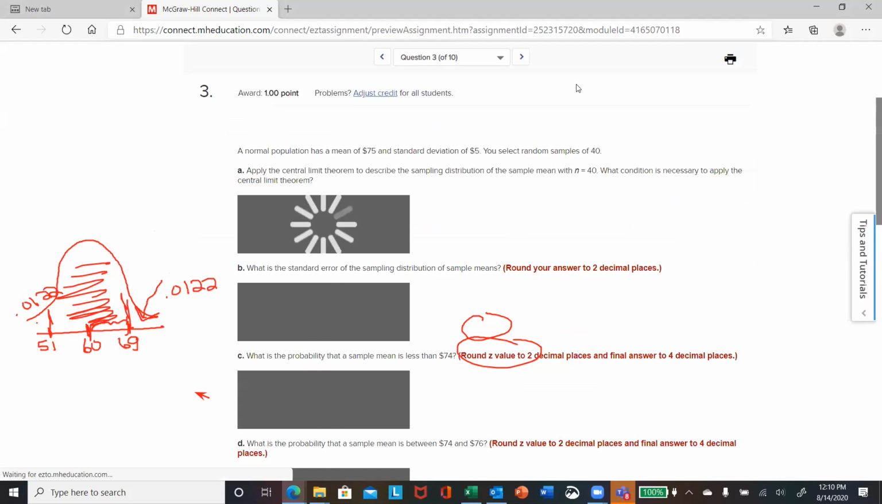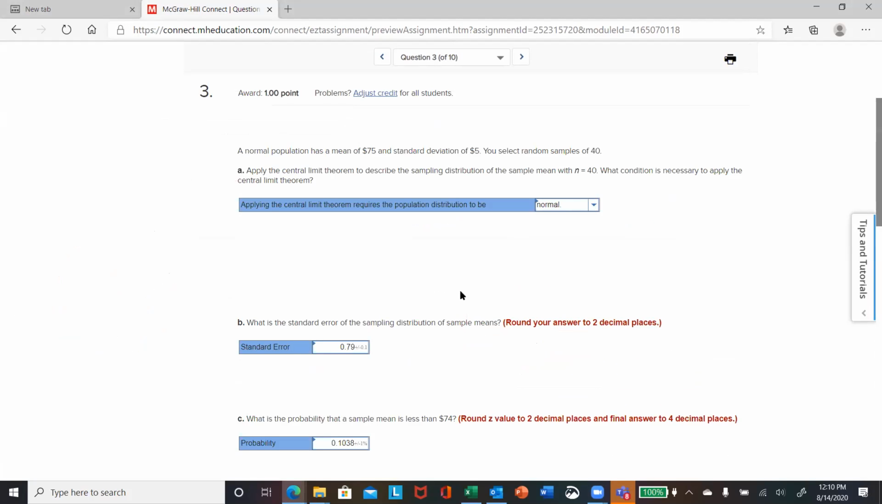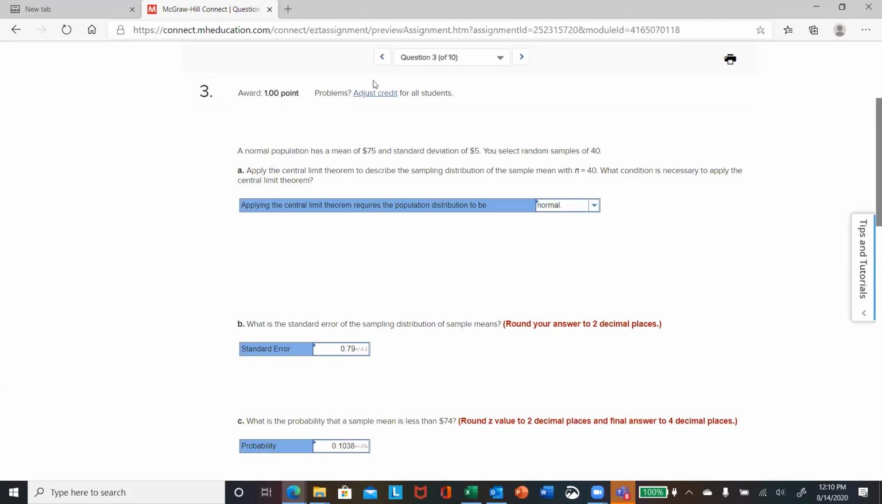Let's check out problem 3. Let me clear those drawings. Again, applying the central limit theorem, normal is your answer. The standard error, remember, is simply your sigma divided by the square root of n. In this case, sigma is equal to 5, and the sample size is 40. So if you take 5 and divide that by the square root of 40, notice they take that out to 2 decimals. Once you do that, you're back to essentially doing what we just did on the previous problem.